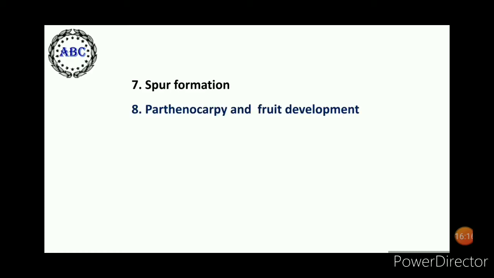Next important role is parthenocarpy and fruit development. After pollination and fertilization, the ovule is converted into seed and the ovary into fruit. But sometimes formation of fruits occurs without fertilization. These seedless fruits are known as parthenocarpic fruits. Auxin treatment can induce parthenocarpy. In many plants like orange, banana and grapes, natural parthenocarpy can be observed due to internal auxin level. Now, parthenocarpic seedless fruits are developed in many plants, which helps to improve the agricultural yield.